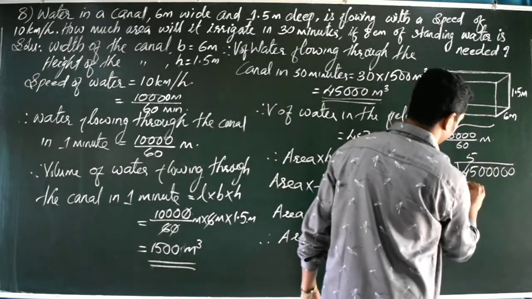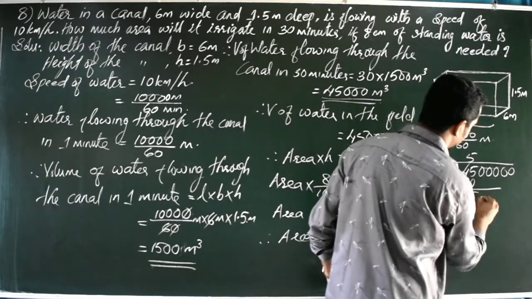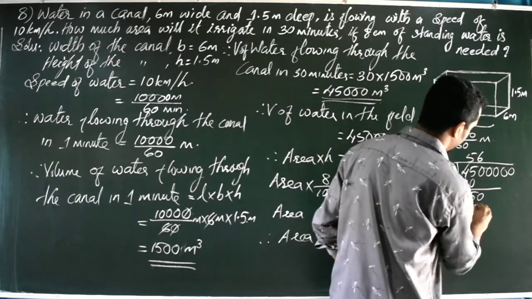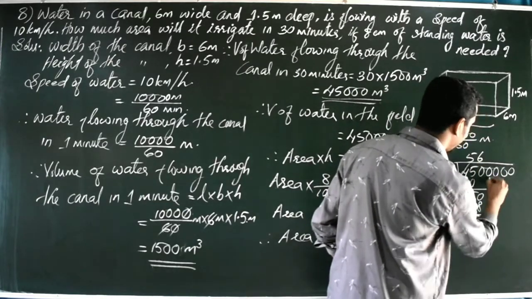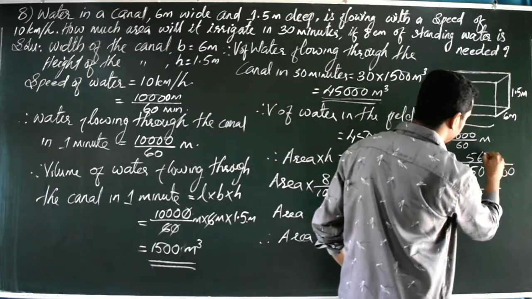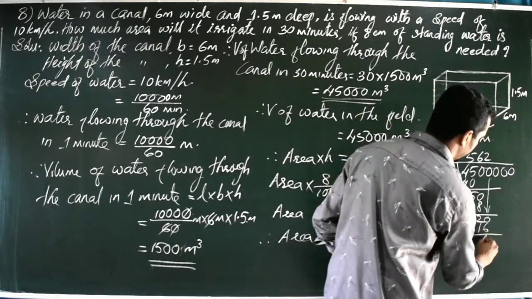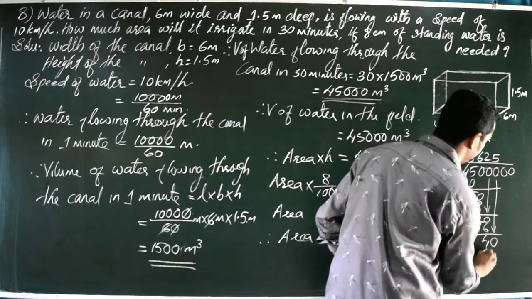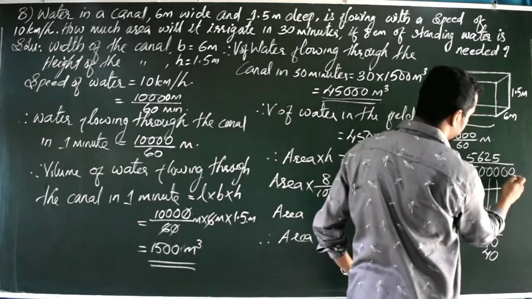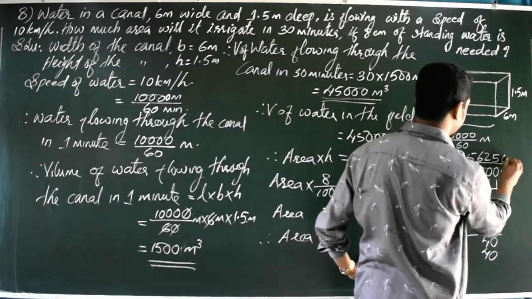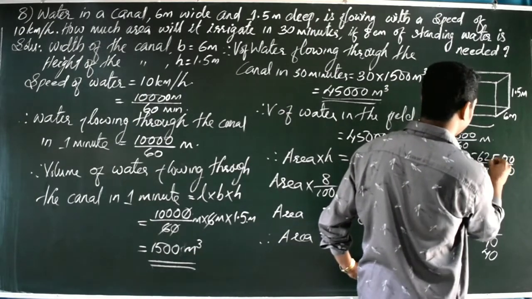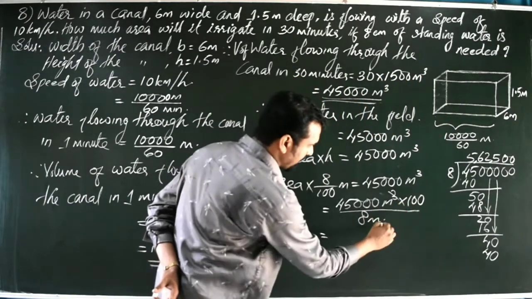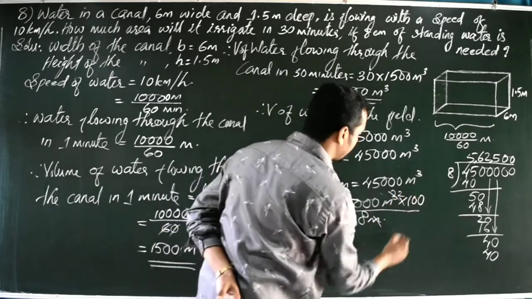5 8s are 40, remainder 5, bring down the next digit 0, 50. 6 8s are 48, remainder 2, bring down the next digit 0, 20. 2 8s are 16, remainder 4, bring down the next digit 0, 40. 5 8s are 40. Now 2 zeros are here that we have to put in the answer, that is 5,62,500. Then meter cube divided by meter, 1 meter we can cancel, it will become meter square.